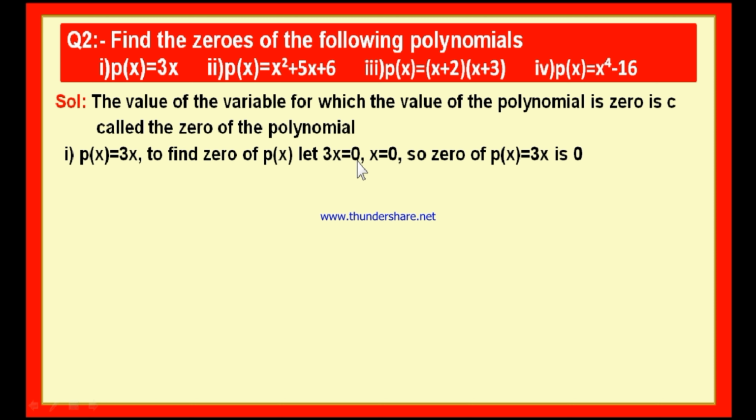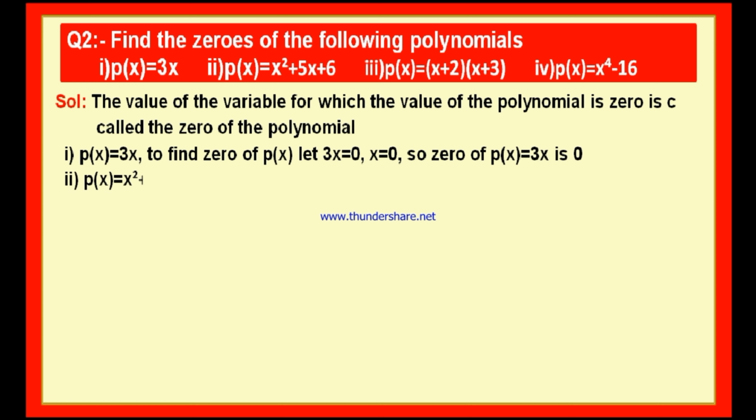If 3x is equal to 0, then x is equal to 0 divided by 3. Why? Because this 3 is multiplying x on the LHS. If we take it to the RHS, it should divide 0. Therefore, x is equal to 0 divided by 3. What is 0 divided by 3? Which is 0. Therefore, x is equal to 0. So, the zero of the polynomial p of x is equal to 3x is 0.